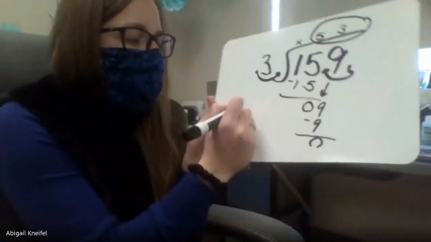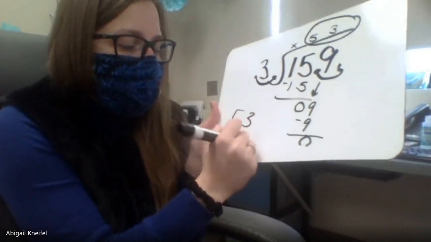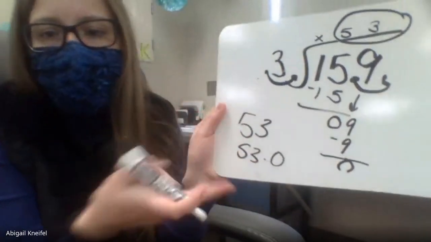Molly, what are you supposed to be doing? Okay, well, let's focus on math. All right, yeah. 53 and 53.0, those are the same numbers. They're the same. All right.